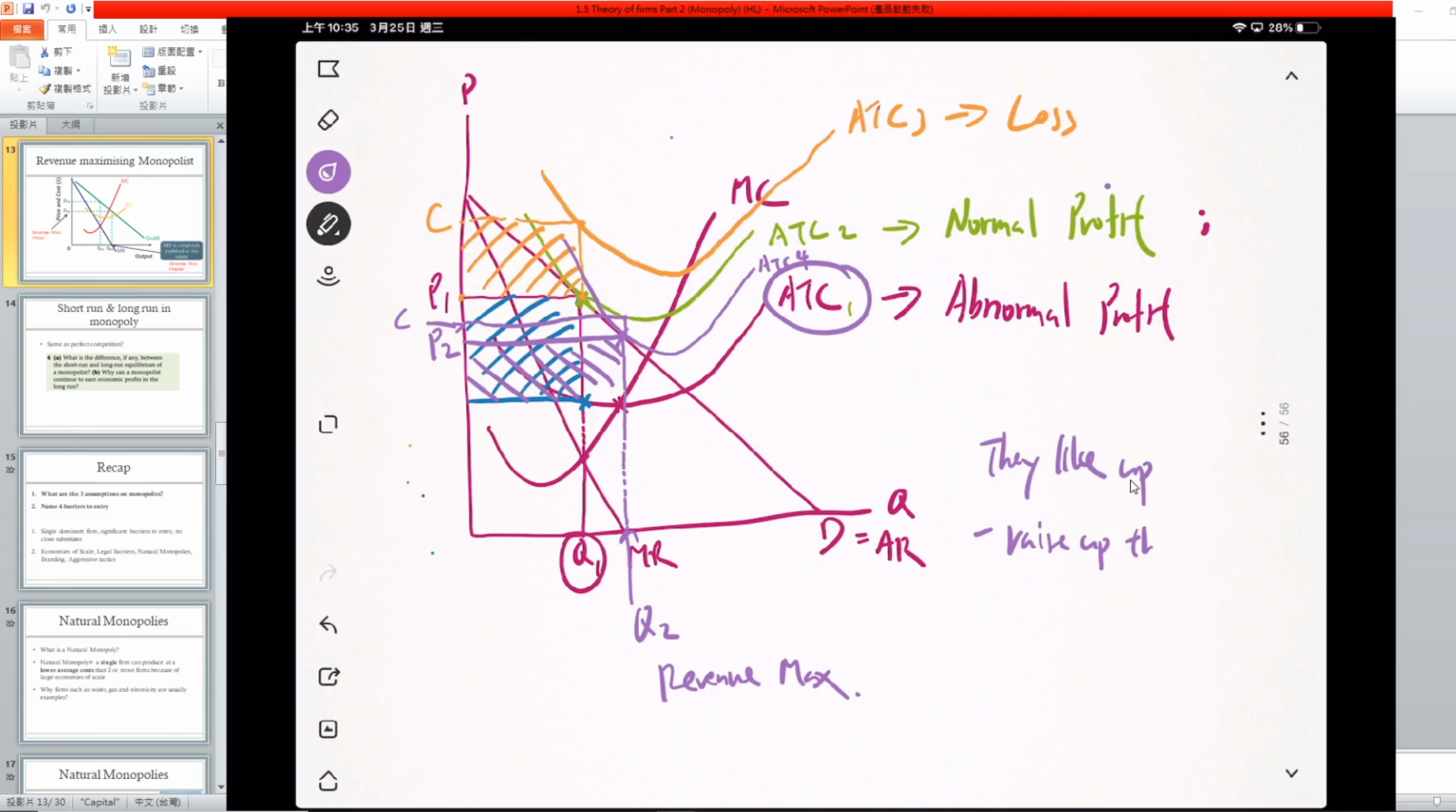Okay, so first of all, if you see a market with market power, they always have this one behavior, and we always have to assume they have this behavior. They always like to raise up the price and control the output for higher profits.